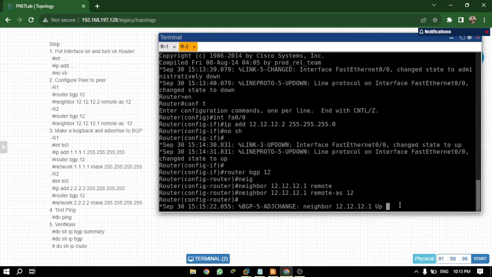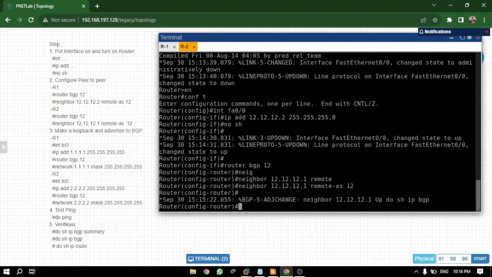So the signal, if we did the pairing, this adjacency, so the BGP is running. Now the BGP is running, just do show ip bgp. Oh, because we didn't advertise the IP address, we must make an IP address from the loopback.